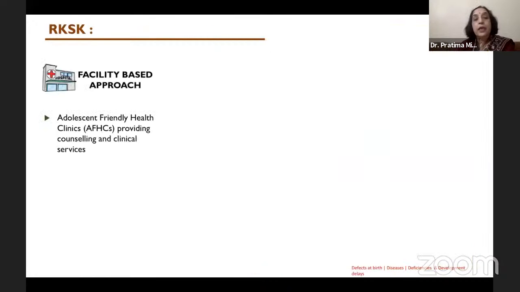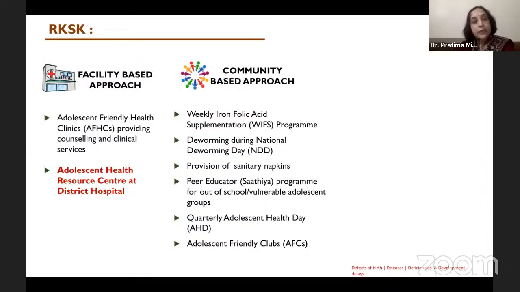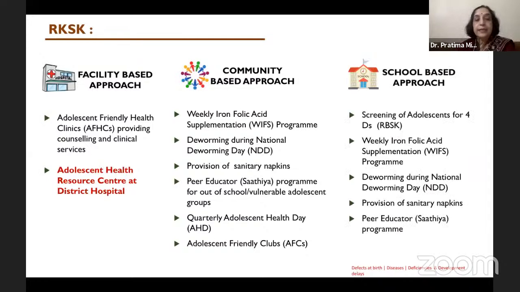The other issue is how you approach it. The approach is either facility based, through adolescent friendly health centers, or community based, or a school health approach. Adolescent friendly health centers provide counseling and clinical services, and there are adolescent health resource centers at district hospitals also. Community and school based approaches focus on the weekly iron folic acid supplementation (WIFS) program, deworming, and provision of sanitary napkins. Then there are peer educator programs, Saathya, and quarterly adolescent health days being celebrated. But the main aim is health promotion and prevention of activities which are not healthy for the adolescent.